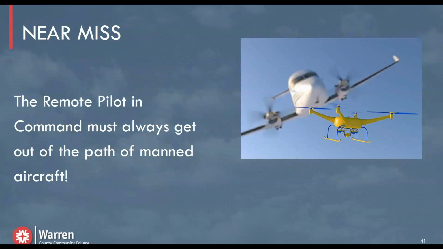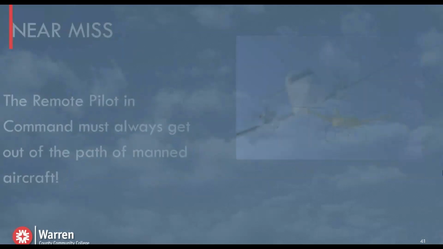All right, let's talk about a near miss. Here you got a drone and a manned aircraft. Remember, you always get out of the way of the manned aircraft. There's nobody in your drone. You're on the ground safely. There are people in that plane, so keep that in mind. The remote pilot in command must always get out of the path. It is your responsibility to get out of the way. You will be at fault if there is an accident. Keep that in mind.